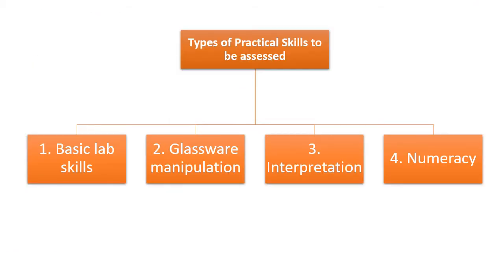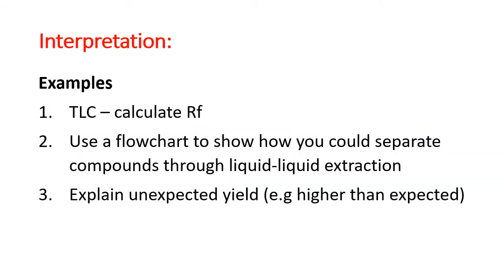Moving to the third part, which is the interpretation part. Within this part, we need to know more than one piece of information. We need to recall how to read a TLC and how to calculate its RF. We also need to know how to use a flow chart if we are separating two substances having two different miscibilities. One of them is aqueous and one of them is organic.